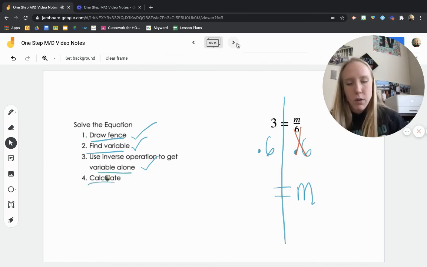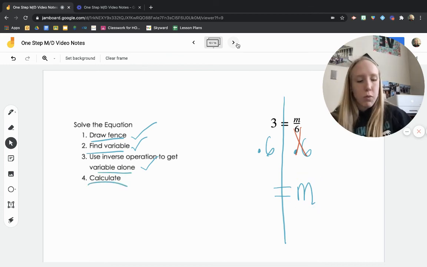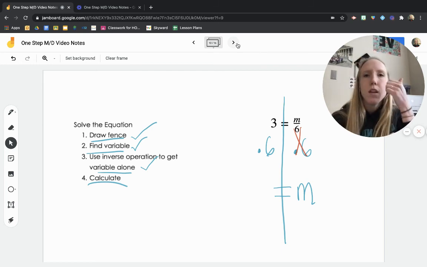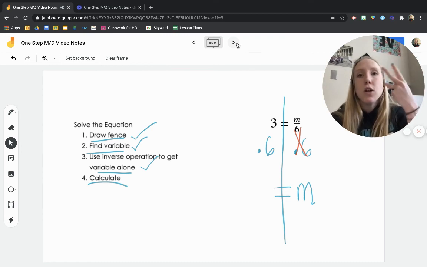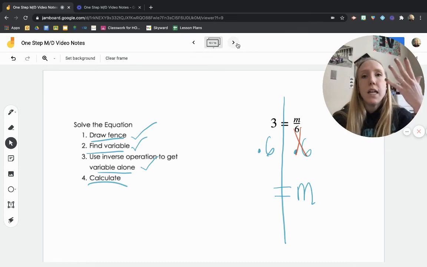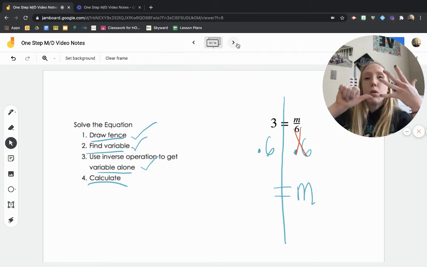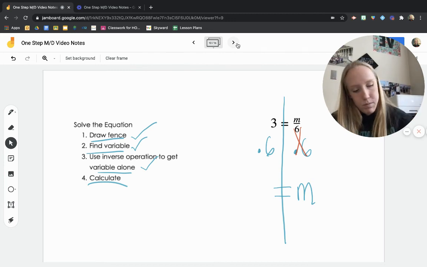And now I'm going to calculate. So 3 times 6 is what I'm calculating. You can either count by 6s 3 times, or you can count by 3s 6 times. So I like to count by 3s. It's a little easier for me. 3, 6, 9, 12, 15, 18. 6 times 3, or 3 times 6, equals 18.